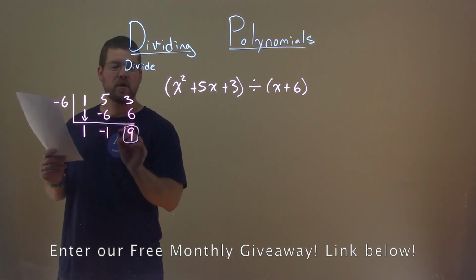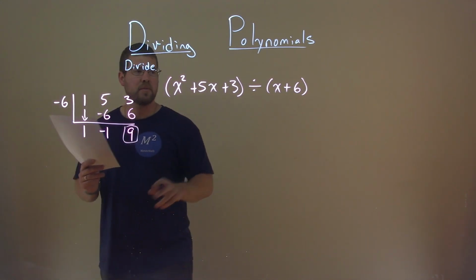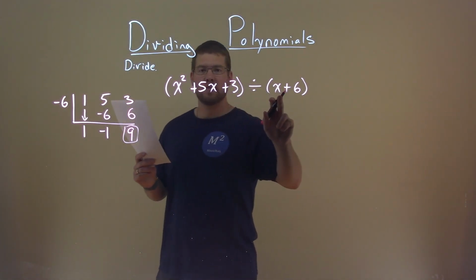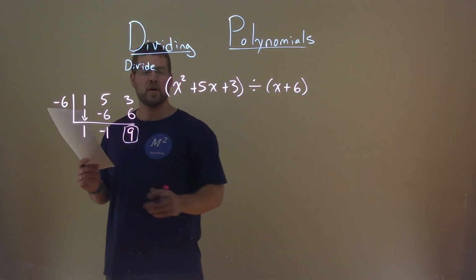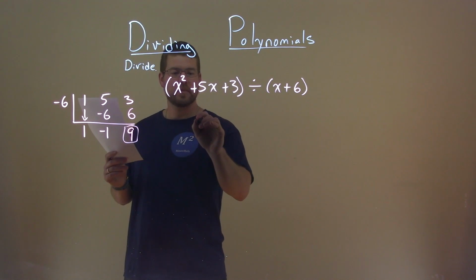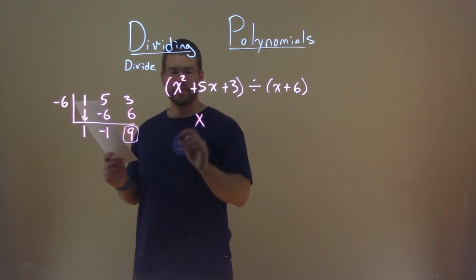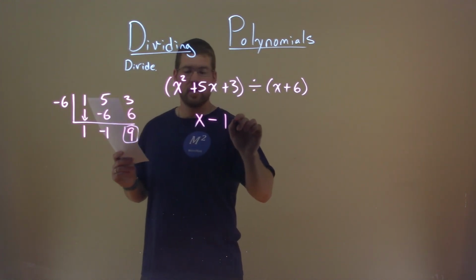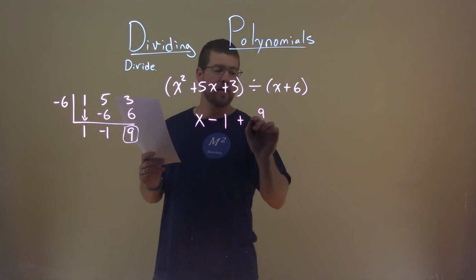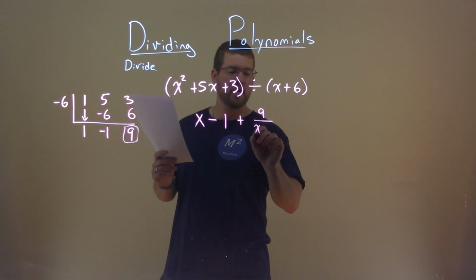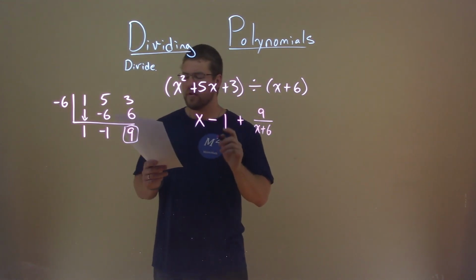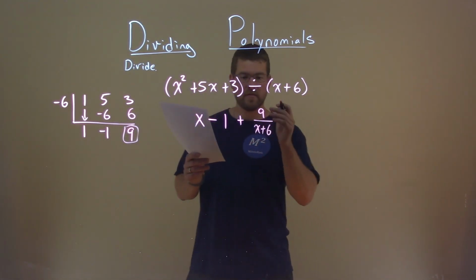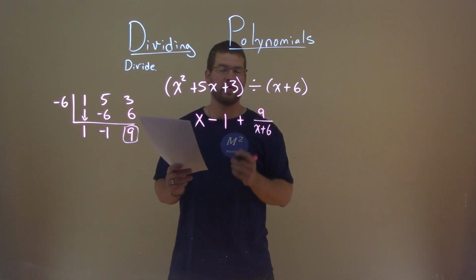And that's our remainder. So now, x squared divided by an x is just going to be x to the first power. This one's that coefficient. So we have x to the first power here, and one of them, minus that one, plus our remainder 9 over x plus 6, what we're dividing it by. And so x minus 1 plus 9 divided by x plus 6 is our final answer.